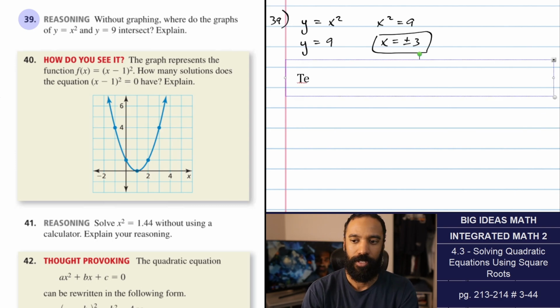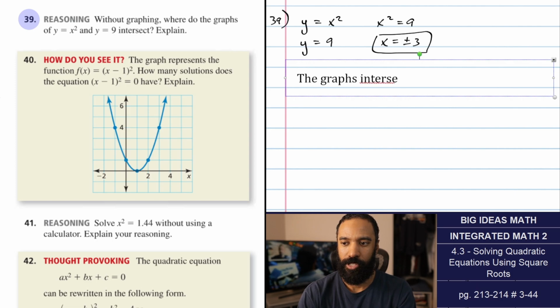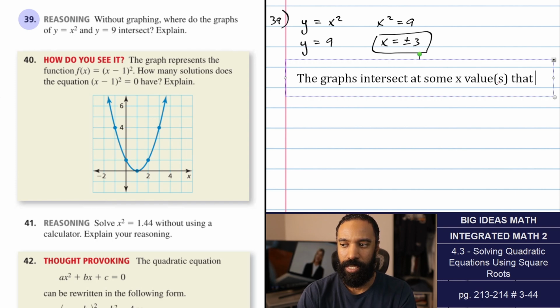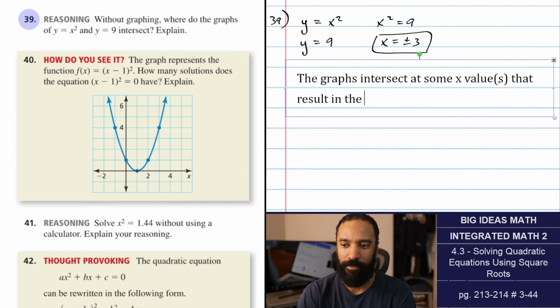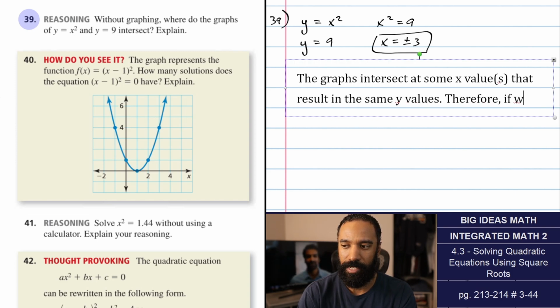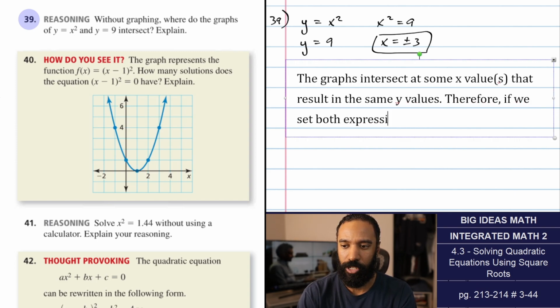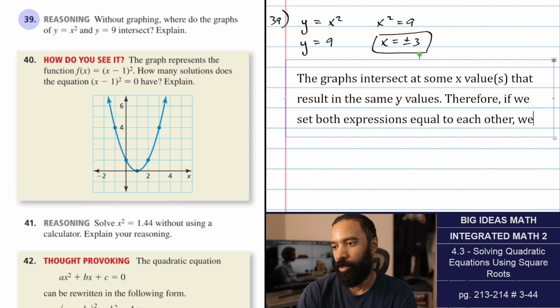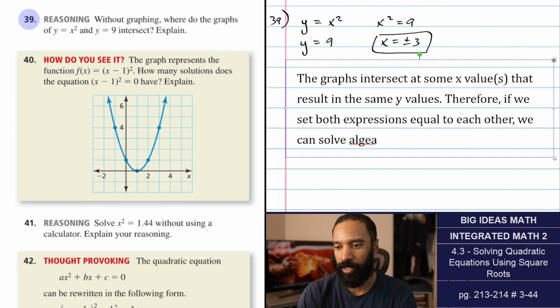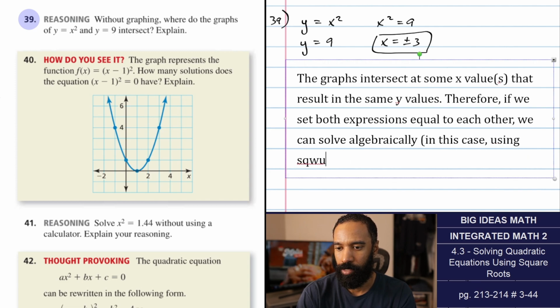The graphs intersect at some x value or values that result in the same y values. Therefore, if we set both expressions equal to each other, we can solve algebraically. In this case, using square roots.